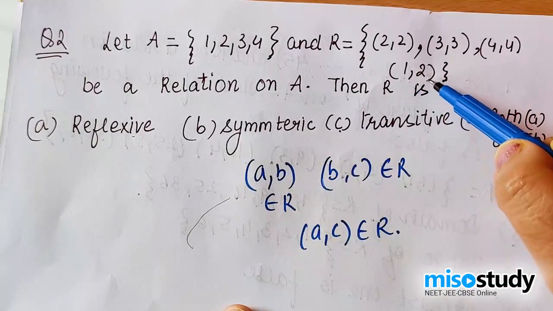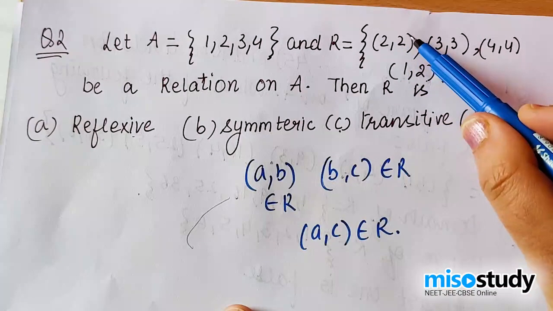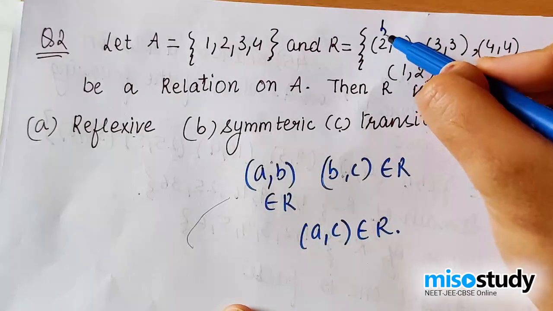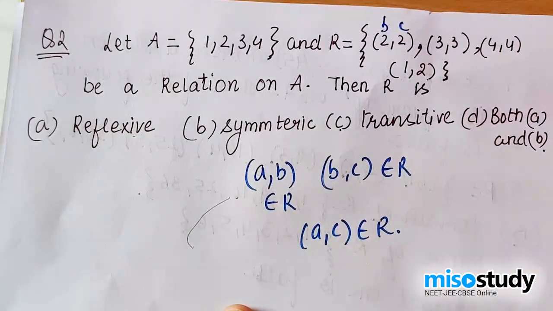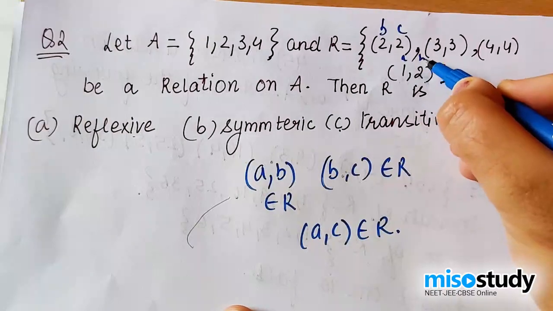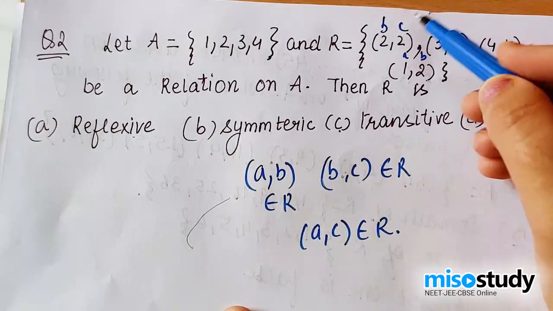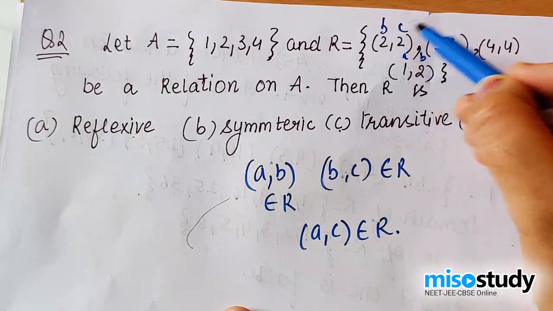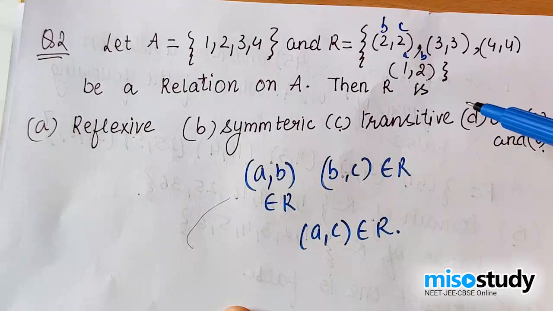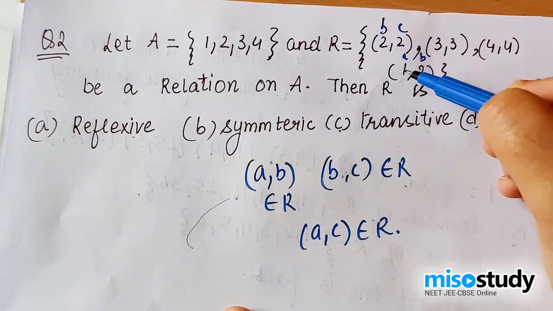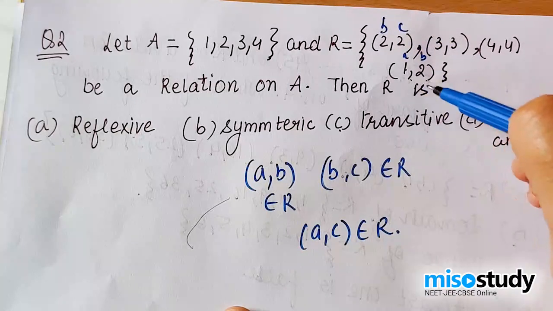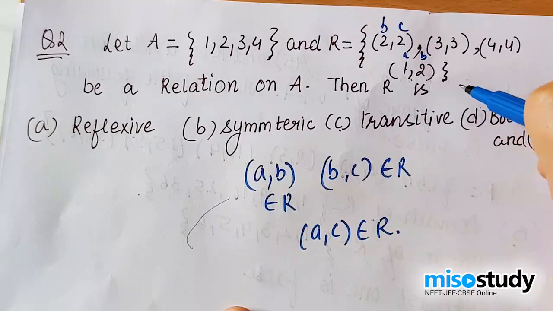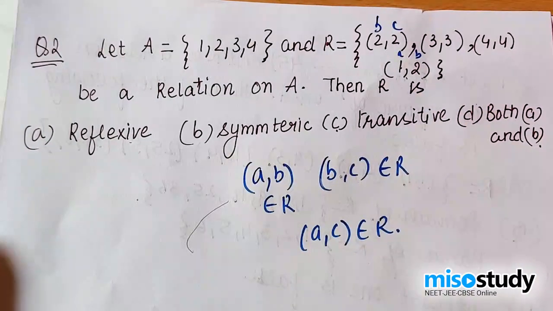1 is linked to 2 and 2 is linked to 2. That means in this case B and C are equal to each other. Okay, let's say this is A, this is B. A is linked to B, B is linked to C, where in this case B is equal to C. Then you must have A linked to C, that is 1 comma 2, and 1 comma 2 is already there in this relation. So we will call this transitive.